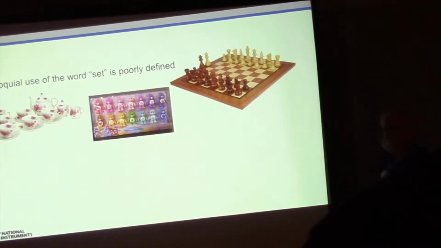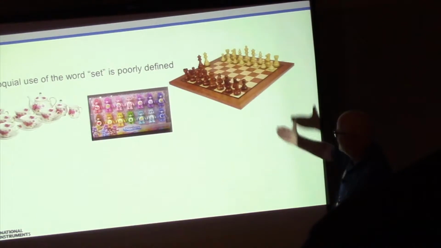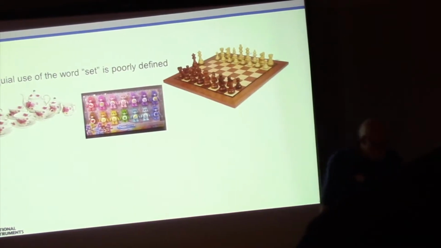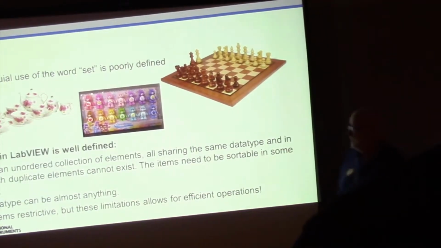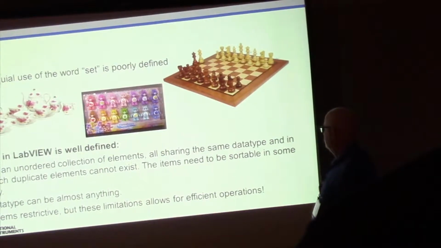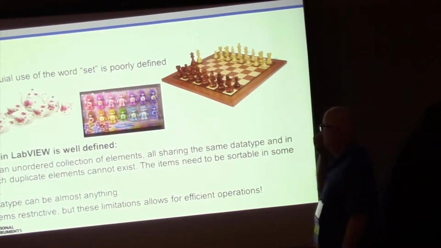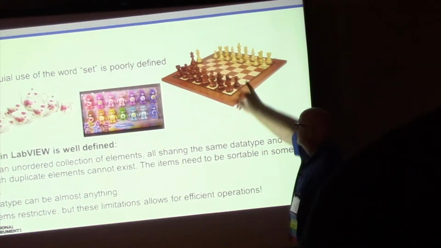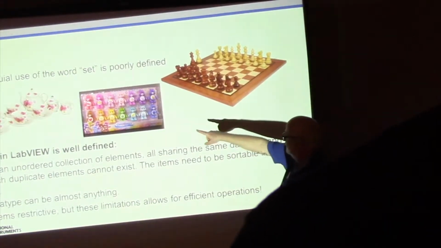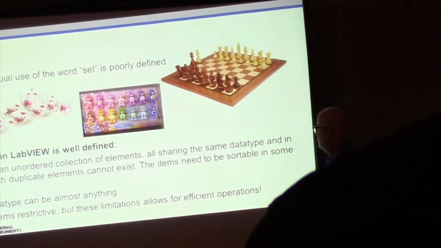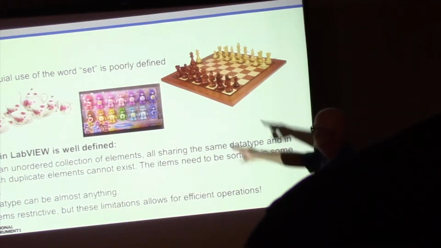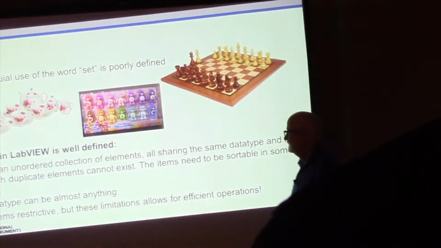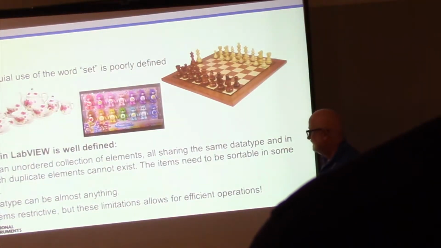So what is a set? There are three sets. So which one is actually a set? Only the one in the middle is a set in the LabVIEW definition. It's an unordered collection of elements, all sharing the same data type in which duplicate elements cannot exist. Right? Here we have 5 cups of the same style. You have all the pawns are the same. So this is not a set. Here, that's a set because all of them are different and they need to be sortable in some way. You can sort them by the RGB value of the head, right? So that's a set. This is not a set. The data type can be almost anything, and I'll show you how to do that.